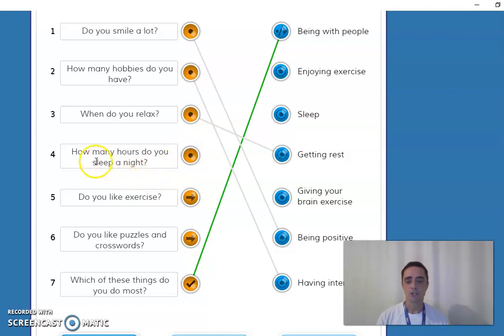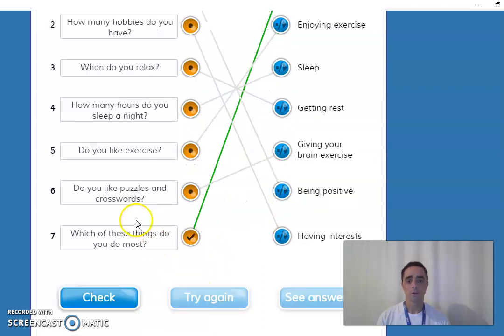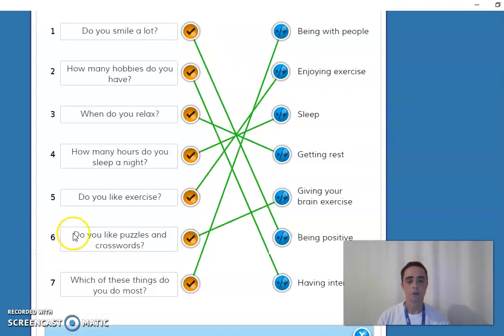How many hours do you sleep a night? As I have the word sleep here, I'm going to associate it with sleep. Do you like exercise? Will be enjoying exercise. Do you like puzzles and crosswords? This one, giving your brain exercise. So let's check. Okay, so here you have your answers for this exercise.